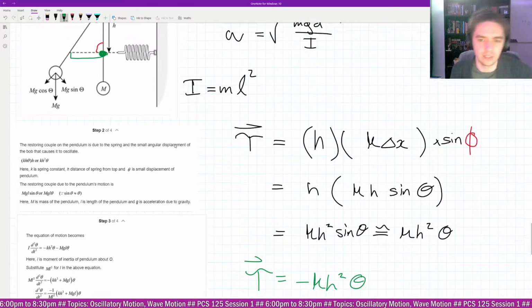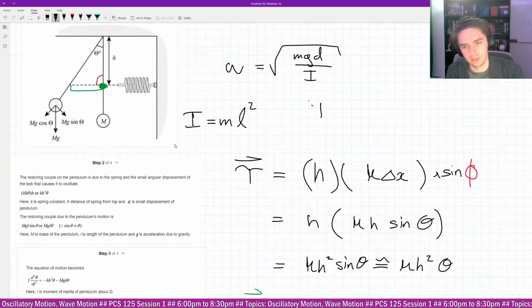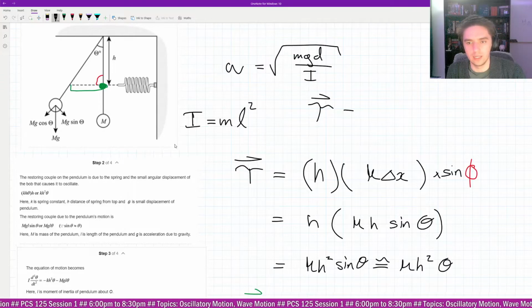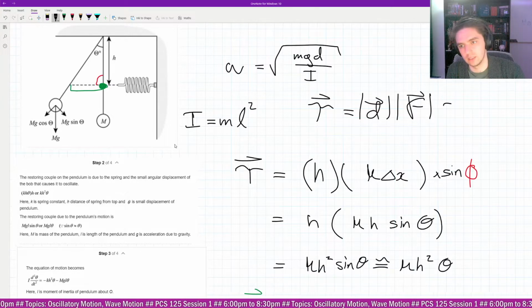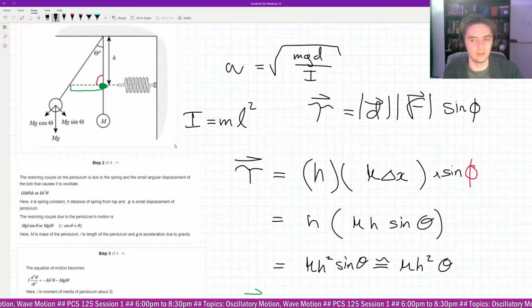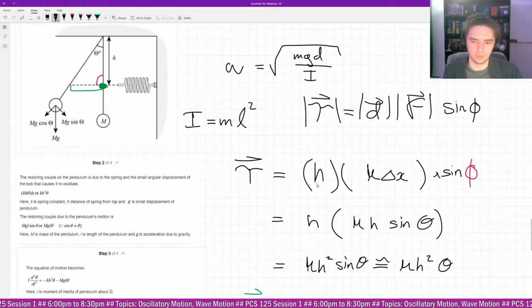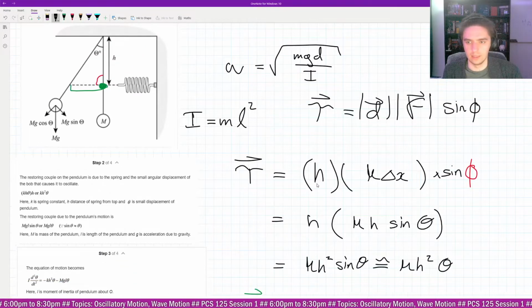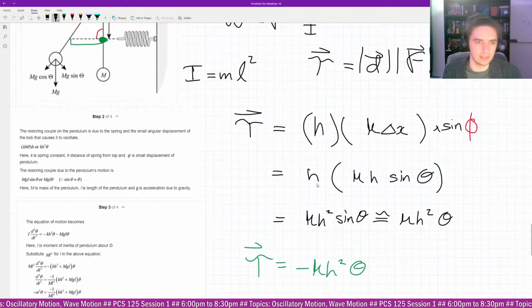So from here, I should just remind people, because I need a reminder too. Torque is the magnitude of the distance, times the magnitude of the force, times sine of the angle between them. I should say this is the magnitude of the torque. The distance, so that's h, times the force, times the sine of the angle.